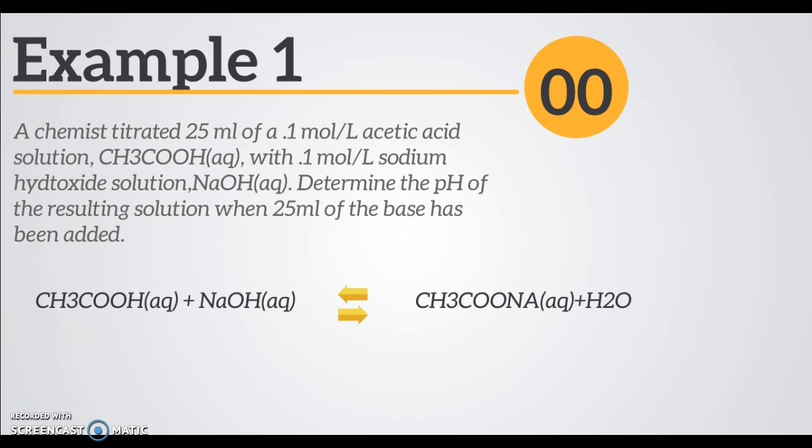A chemist titrated 25 mL of a 0.1 concentration of acetic acid solution with a 0.1 concentration of sodium hydroxide. Determine the pH of the resulting solution when 25 mL of the base has been added. Over here, we have written the equation: acetic acid plus sodium hydroxide equals the salt plus water.